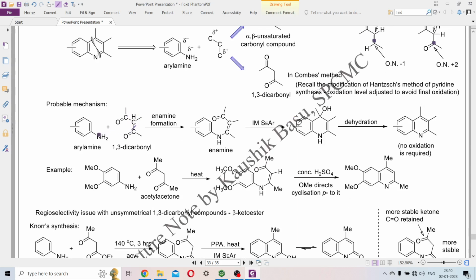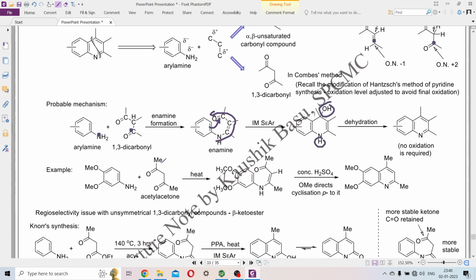So think of maybe this is attacking this carbon, so enamine formation is taking place. It attacks here, it forms a hemiaminal, then this double bond is presented here, and this double bond is conjugated all throughout. Therefore the dehydration is very, very facile. Then you have the intramolecular aromatic electrophilic substitution, where this position attacks here and this becomes the alcohol, and then you lose the H and OH, so that you get the aromaticity. No oxidation is therefore required.